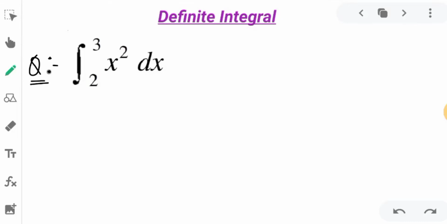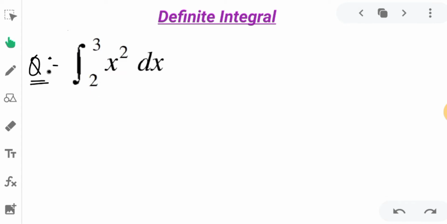Hello students, today we'll discuss a few questions on definite integral. Okay, so you are able to see one question here on definite integral. This is a basic question. We have to find the integral of x square dx, with lower limit 2 and upper limit 3.